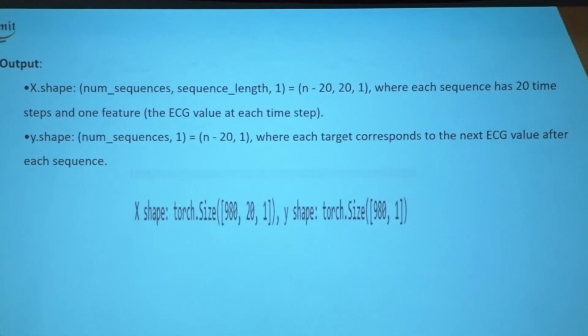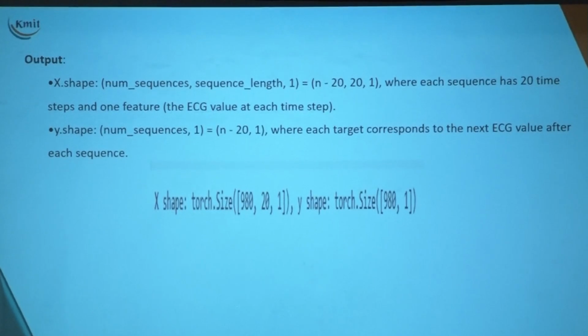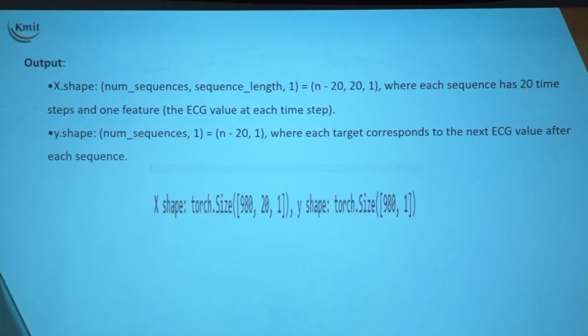What is 980? I have taken 1000 samples out of which I have extracted 20. So the total N is what? 980. The input is what? 20 comma 1. Whereas when I talk about output, out of 980 samples, the output is what? 1. Is it clear, everybody?